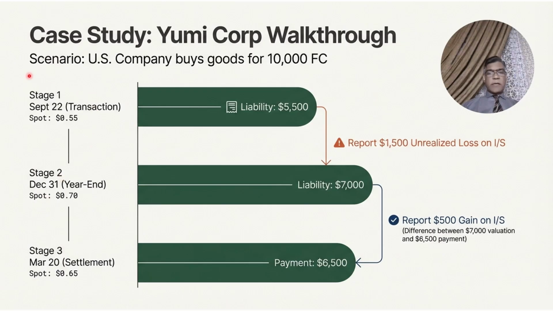Here is a case study. Scenario: a US company buys goods for 10,000 foreign currency. Stage 1, September 22, transaction date. Spot rate 0.55. So your liability is 5,500, right?